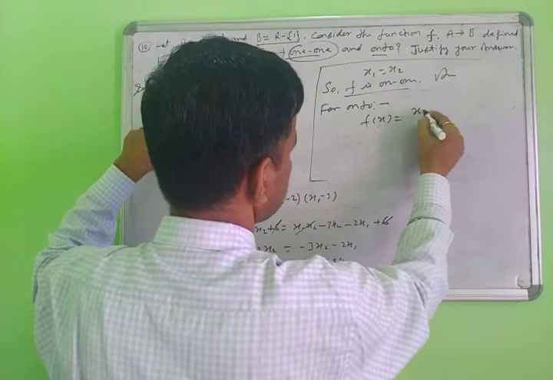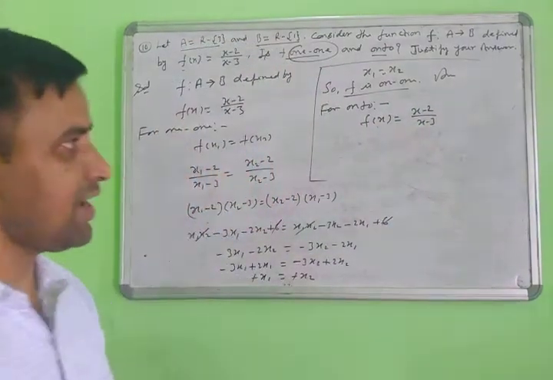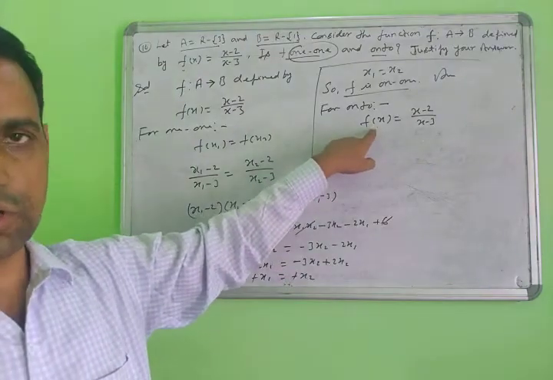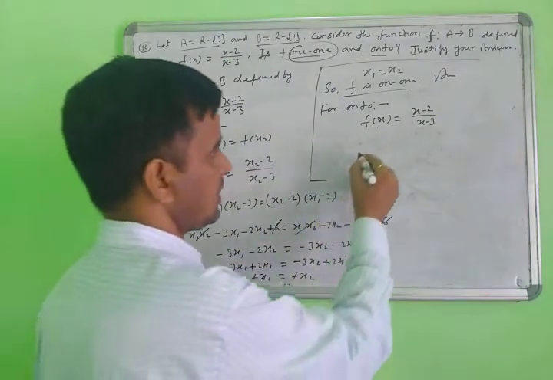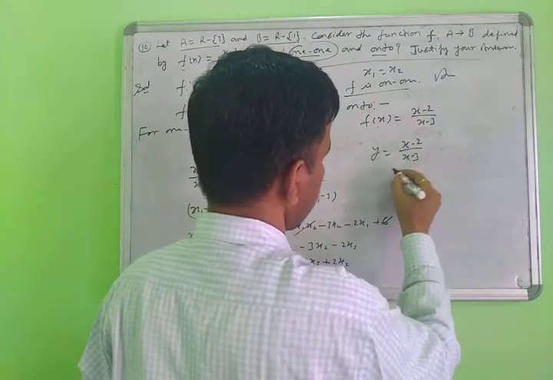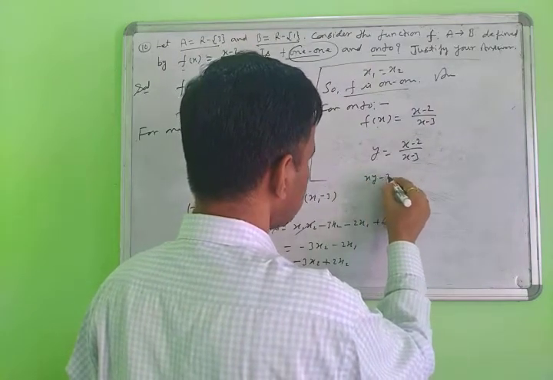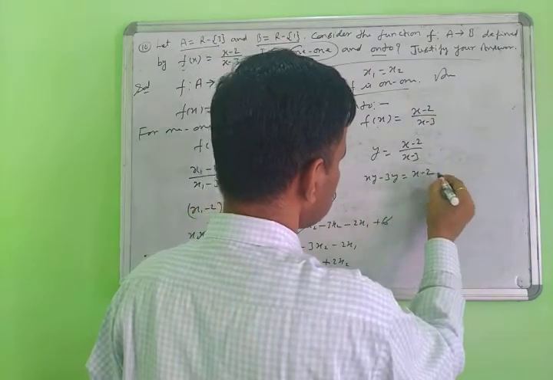f(x) equals (x minus 2) upon (x minus 3). When you find the onto, this f(x) is converted to y. The value of f(x) is equal to y, so (x minus 2) upon (x minus 3) equals y. Cross multiply here: xy minus 3y equals x minus 2.